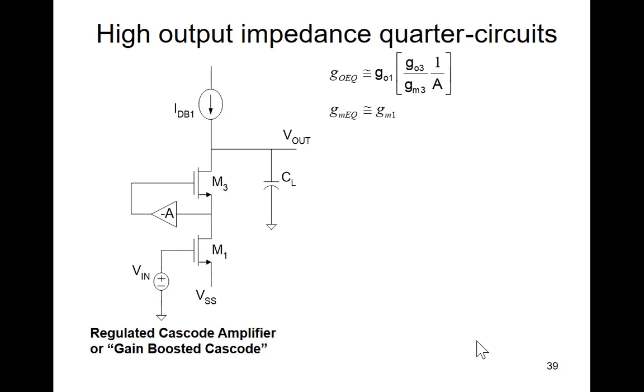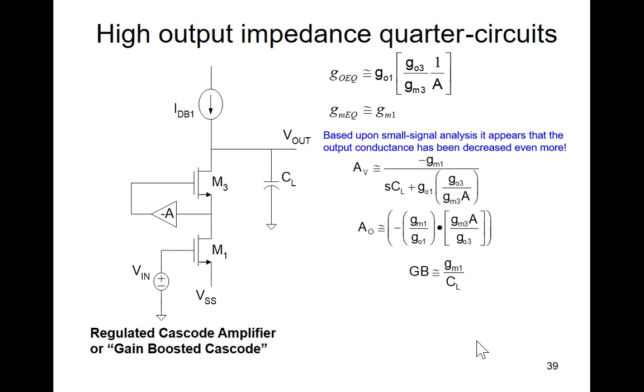So G out equivalent, we've got there. Based upon the small signal analysis, it appears that the output conductance has been decreased even more than what we had for the cascode configuration. Here's the gain expression. We had that to start with. We can read off the gain and read off the GBW, and it has the same gain bandwidth product as before.